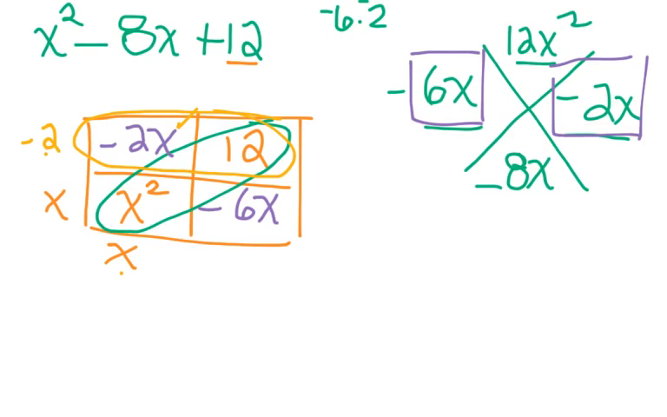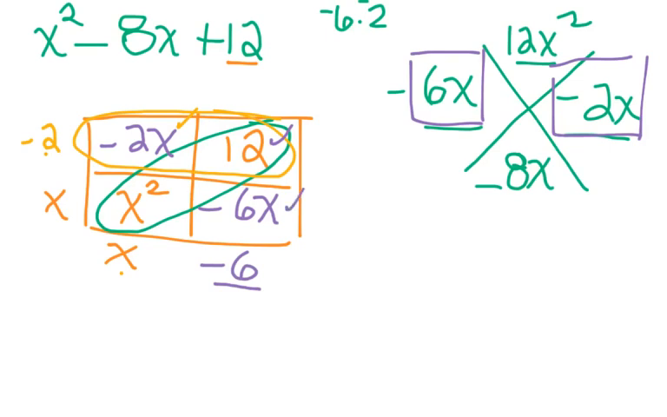Now I'm going to ask, okay, well, what is my greatest common factor between 12 and negative 6x? Well, it's negative 6. And again, I can verify by multiplying negative 6 times negative 2, and I get positive 12. And negative 6 times x gives me negative 6x.